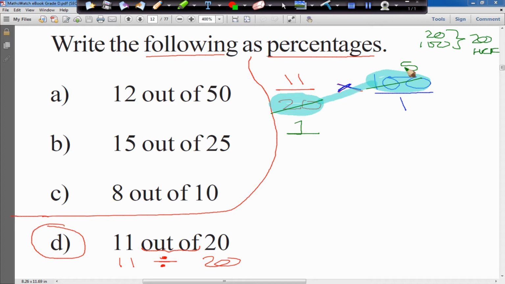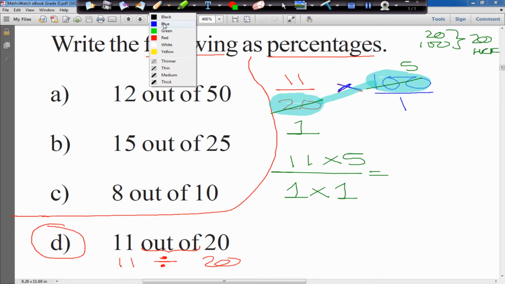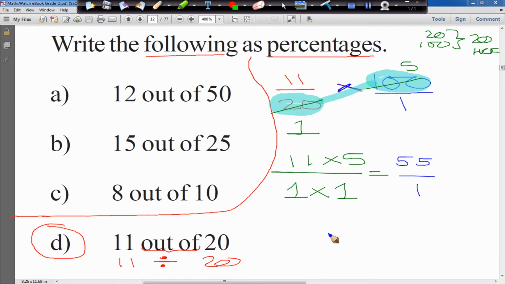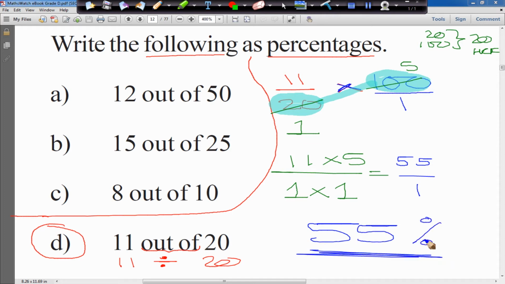So now we times the top numbers and times the bottom numbers. So we have now on the top 11 times by 5 divided by 1 times by 1. So 11 times by 5 will give us, what's 11 times by 5 give us? 55. And we have 1 times by 1 will give us 1. And 55 divided by 1 will give us a nice lovely answer of 55%. And that's that question done.